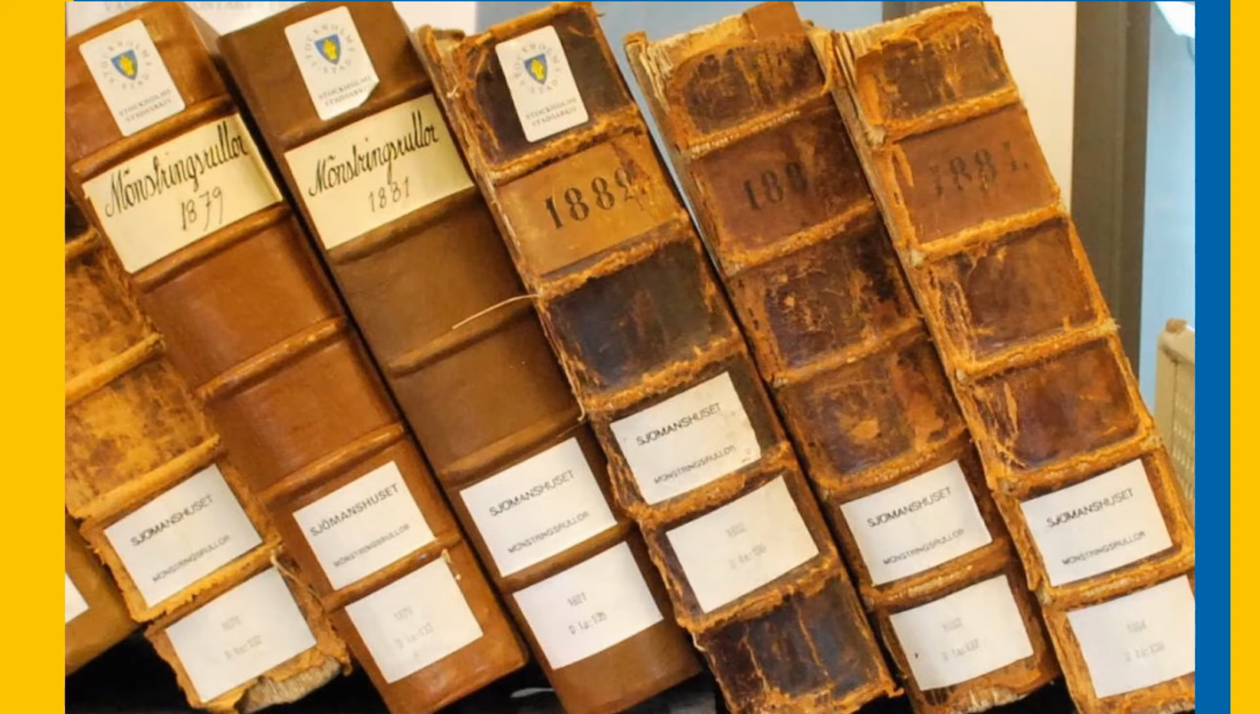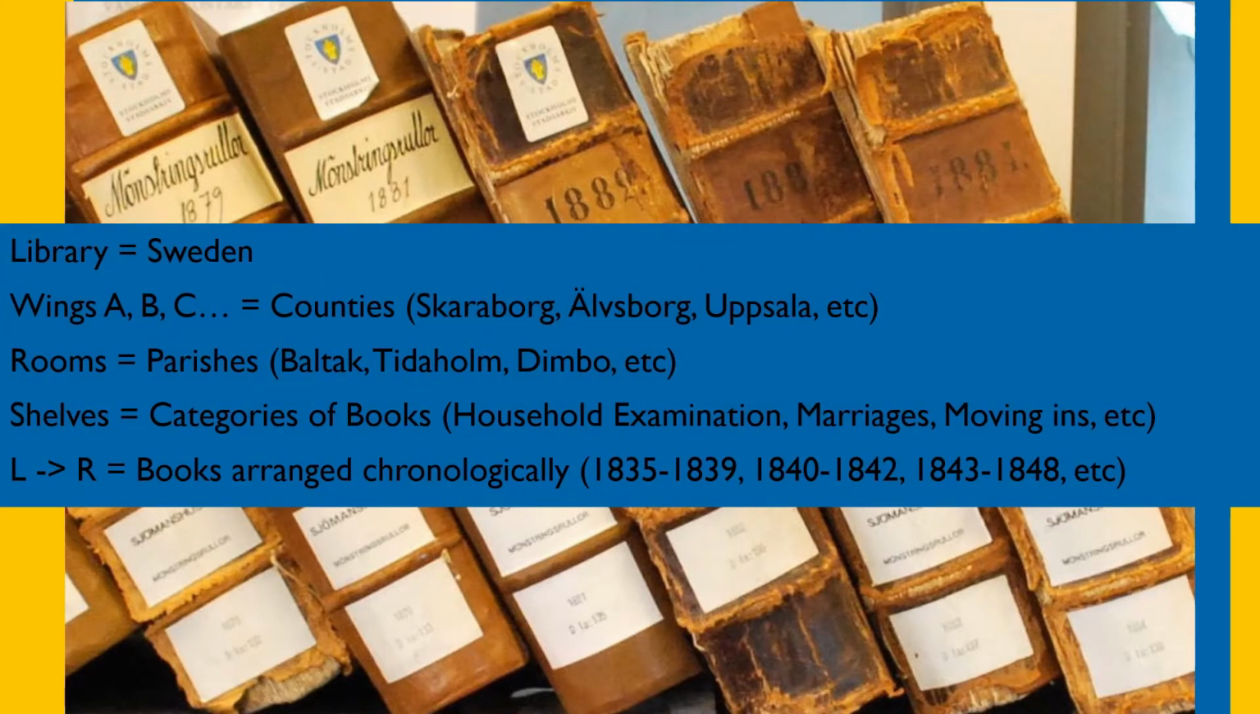The way that I found works well is to think about a library. There are different wings of this library, and those different wings are the different counties. Inside of those different wings, there are different rooms, and each room is a different parish. In each room, there are different shelves. The top shelf might be the birth records, the next shelf might be the household examination records, the next one might be the marriages. And then on the shelf, these are arranged chronologically, so the earliest ones are on the left, the latest ones on the right.